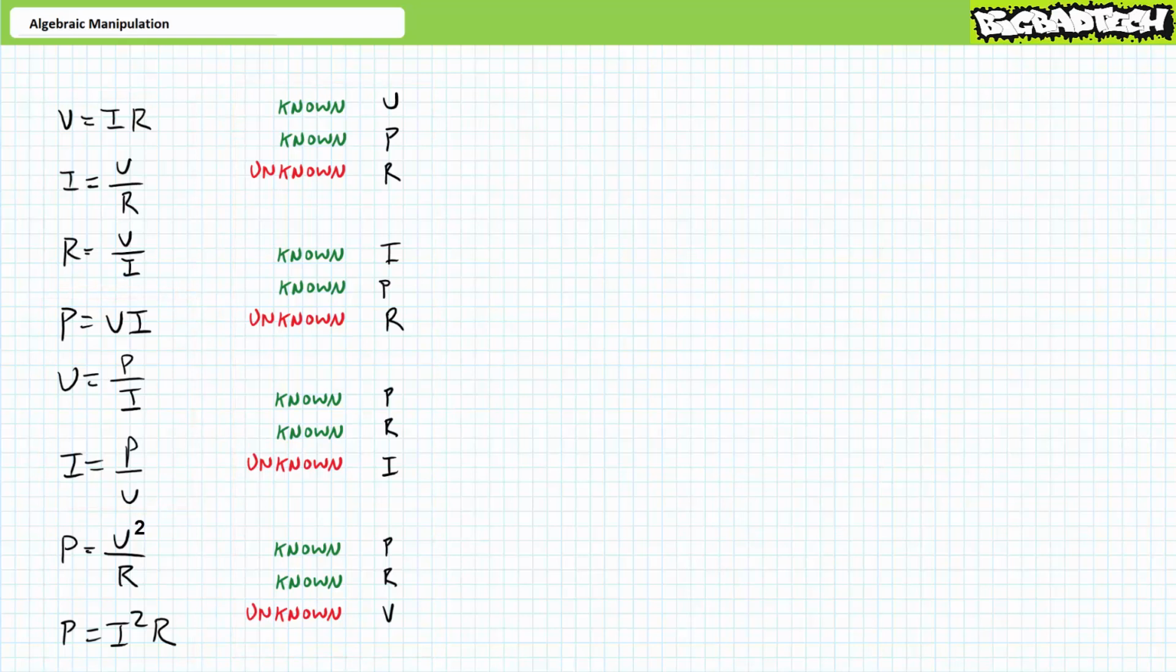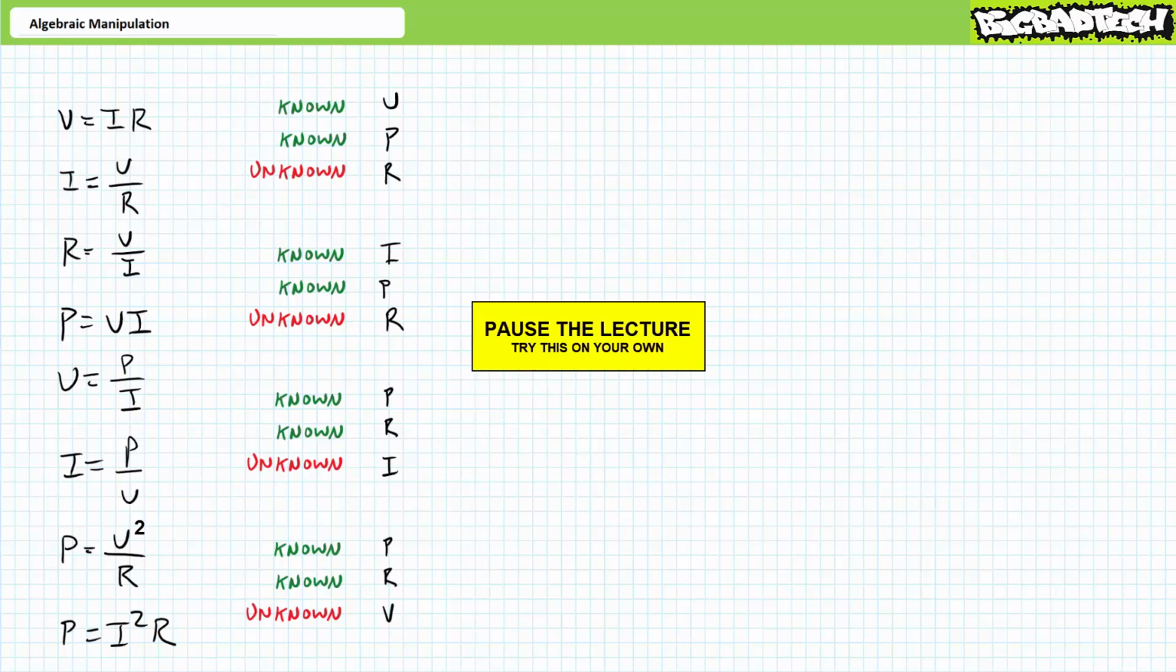The first example is asking us to solve for R in terms of V and P. The second is also asking us to solve for R, but only in terms of I and P. The third problem is asking us to solve for I in terms of P and R. And finally, the last problem is asking us to solve for V in terms of P and R. By all means, pause the lecture and try this on your own. If you're tracking, you should obtain the following results.